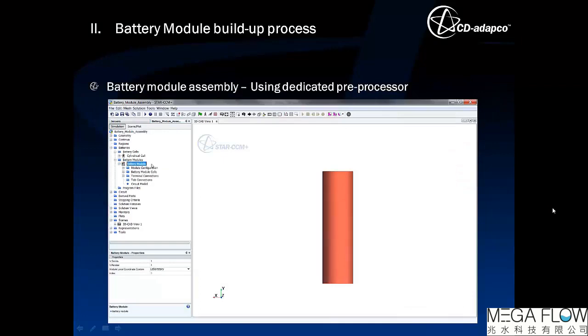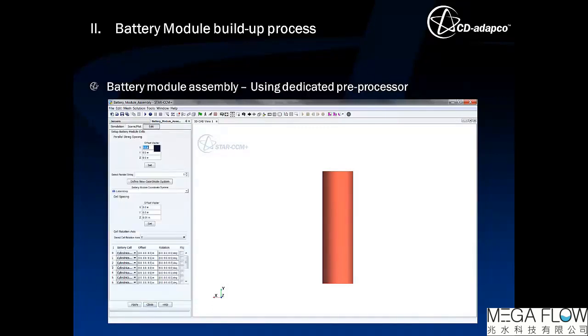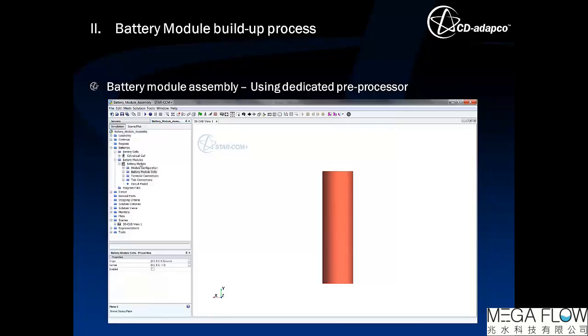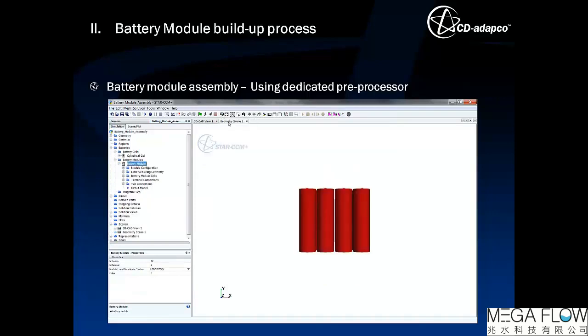Having imported the cell information with the battery performance model, I can now build the battery module. I need 12 cells in series with 4 rows in parallel. Using the dedicated preprocessor, I can specify some spacing between the cells and define the orientation of the cells as well. Very quickly, the preprocessor will help me duplicate the cell and then generate the battery module in the configuration I want.